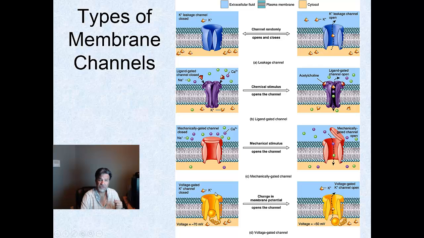And then we have voltage gated channels, and we'll see voltage gated channels that respond to specific set voltages. In other words, a specific voltage has to occur for them to open. If that voltage doesn't occur, then they don't open. And so here it shows you for potassium, but there is also one for sodium as well.